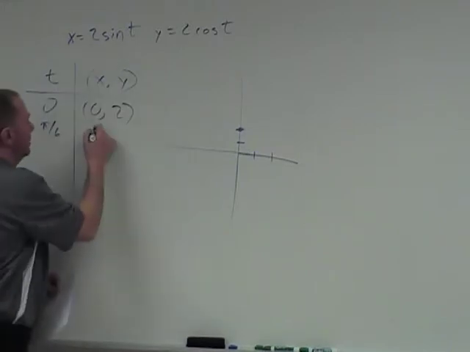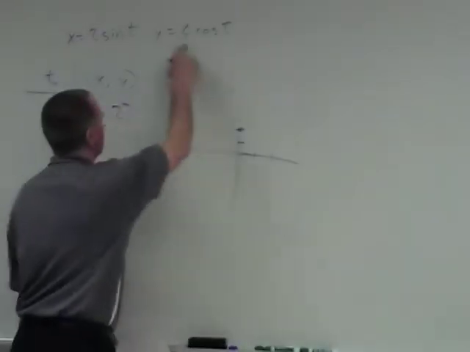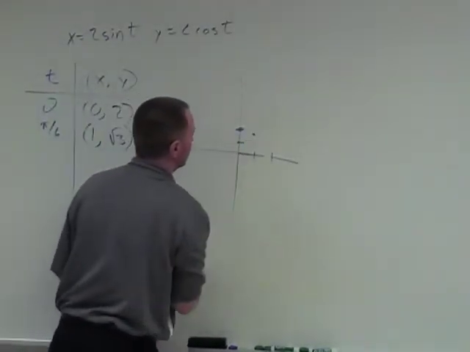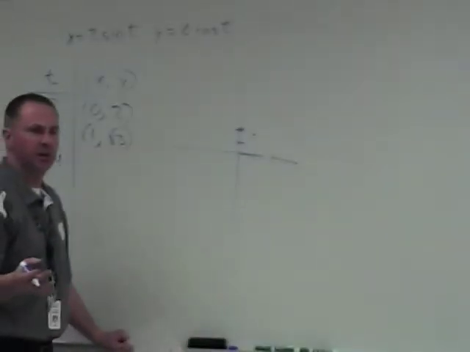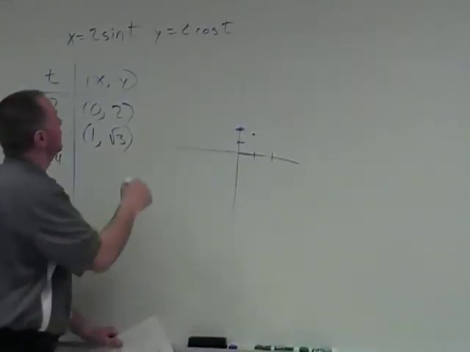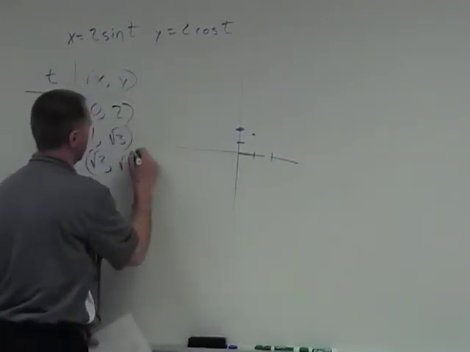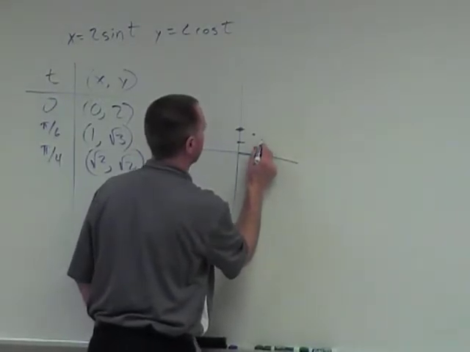1/2 times 2 is 1. Cosine, the x value. Square root of 3 over 2 times 2 is just square root of 3, 1.7. So at 1, we're at 1.7. Okay, keep going. Pi over 4. Everybody knows those values. What are they? Square root of 2 over 2 times 2 is radical 2, 1.4. So about right there.